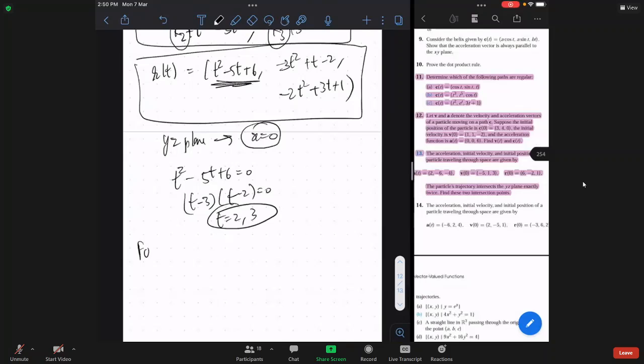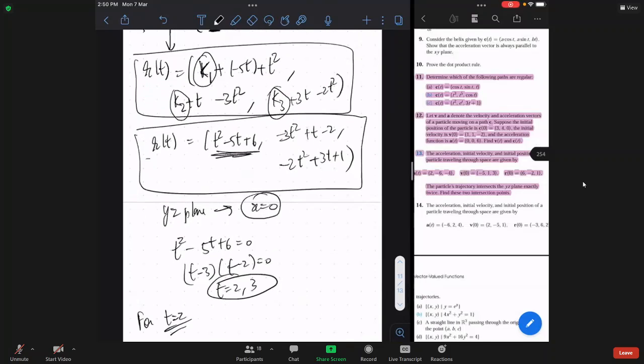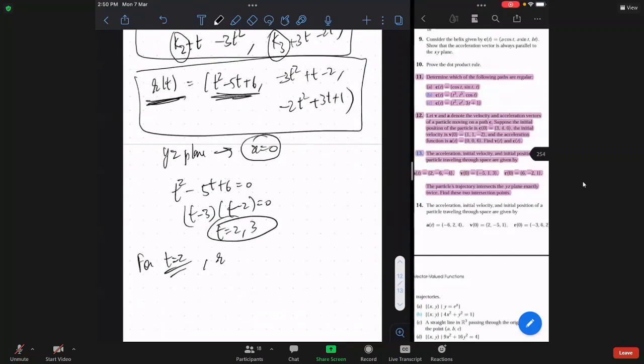Let's try to find out what the coordinates are. For t equal to 2, let's see what the value of r of t is. My r of 2 is 0. The first term is going to be 0. For the second term, if I substitute t equal to 2, I'm going to get 4 minus 12 plus 2 minus 2, so it's minus 12. Here, if I substitute t equal to 2, it's going to be minus 8 plus 6, which is minus 2, plus 1, which is minus 1. So this is one coordinate.